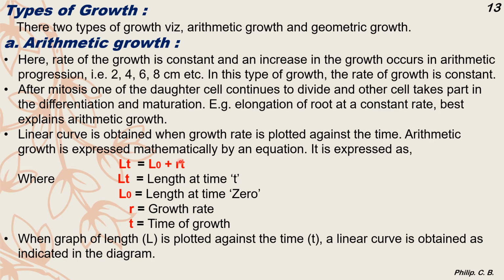Further, a linear curve is obtained when growth rate is plotted against time. When we observe this linear curve of growth rate against time, you can see how the changes take place, which we will see in the graph in the further slide. Arithmetic growth is expressed mathematically by an equation. It is expressed as Lt is equal to L0 plus rt. Now what are these terms? Lt indicates length at time t, L0 length at time 0, r growth rate, t time of the growth. So when a graph of length L is plotted against time t, a linear curve is obtained as indicated in the diagram, which we can see in the further slide.